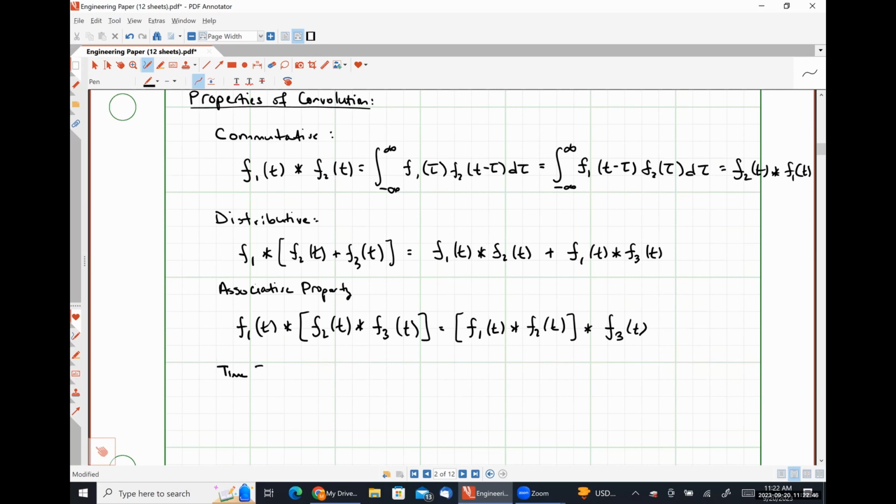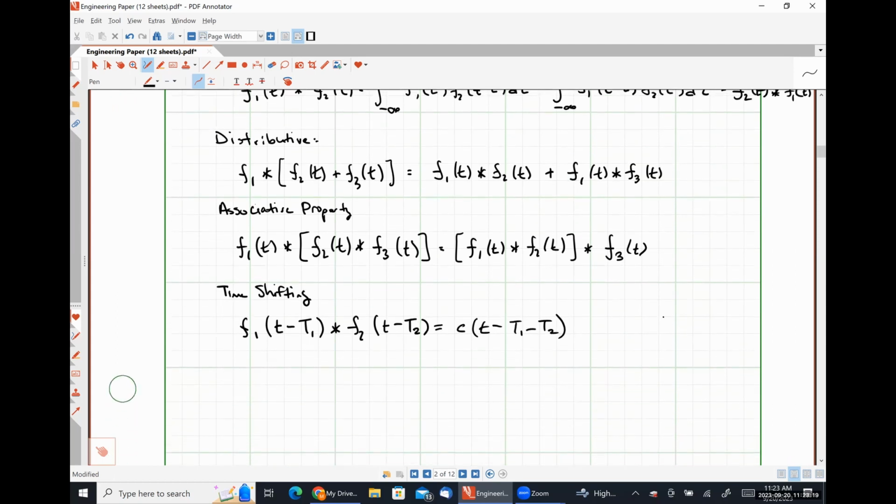We can time shift the convolution operation, meaning that f1 of t minus some amount of time, capital T1, convolved with f2 of t minus some point in time, time shift capital T2, will just give us our output function shifted by T1 and T2. We have an impulse property.